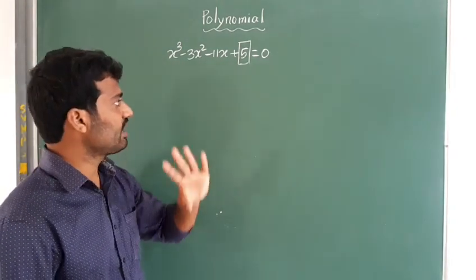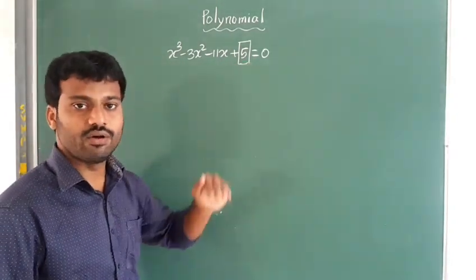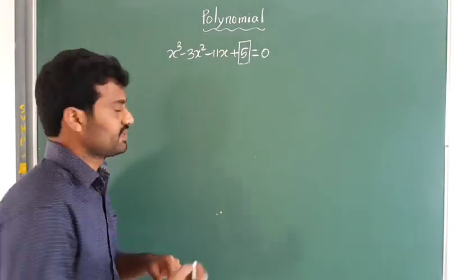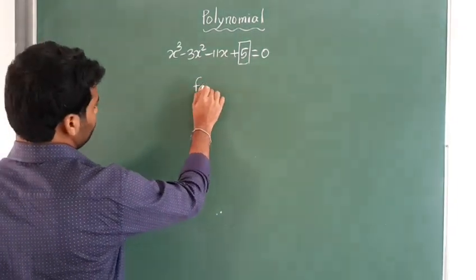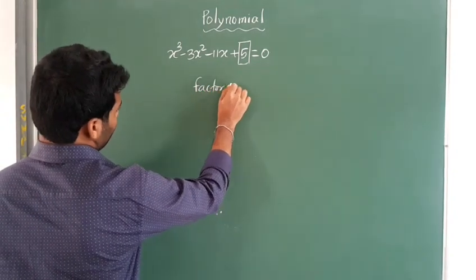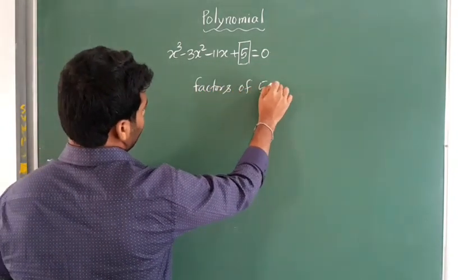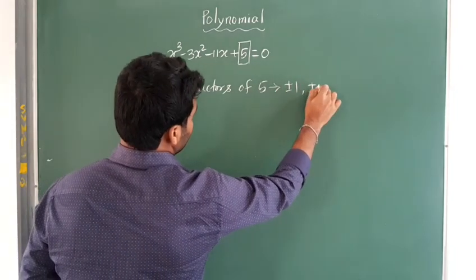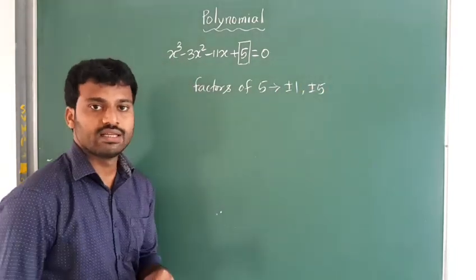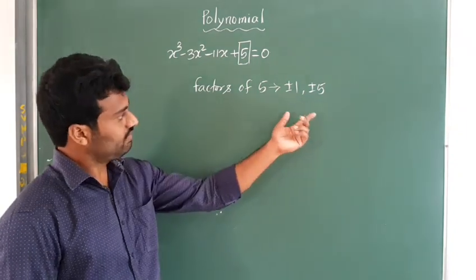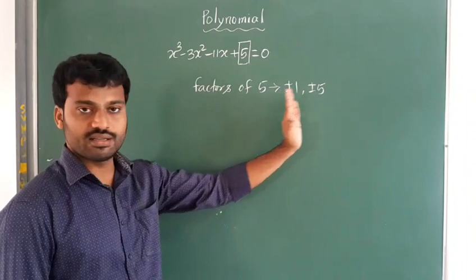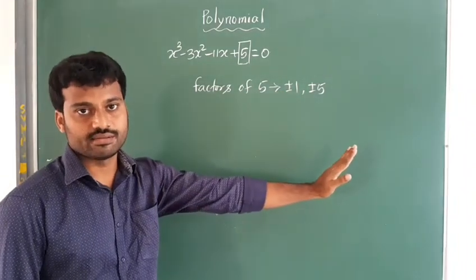If a constant term is present, you should consider the constant term. You should find out the factors of the constant term. Factors of 5: plus or minus 1 and plus or minus 5. Clear or not? Both negative and positive factors you have to write. If any other numbers are there, you should write the factors first.